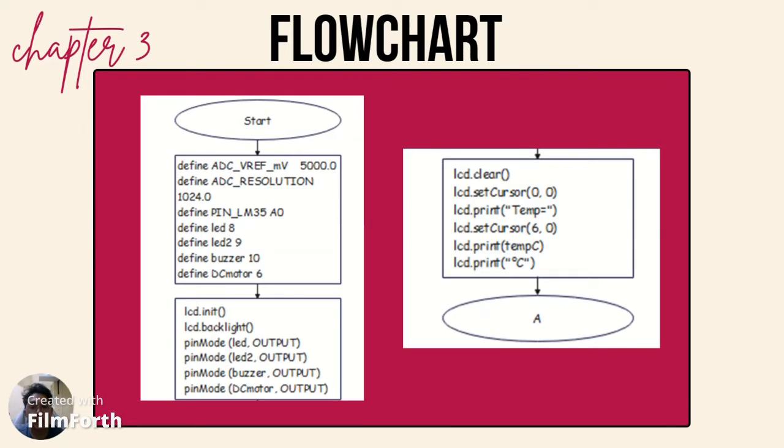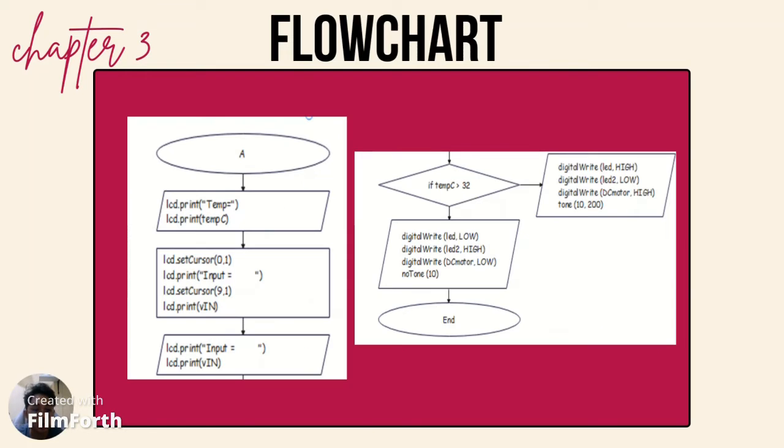So this is our flowchart. Each component will be defined at each pin on the Arduino Uno. Then we declare what the outputs are, which are red LED, green LED, buzzer, and DC motor. And the LCD will display the value of the temperature sensor and the value of the voltage sensor at the DC motor.